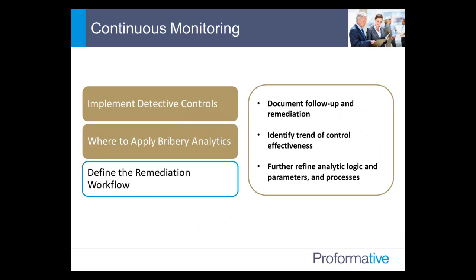And then finally, defining that remediation workflow. It's great that you can identify these red flags and exceptions, but if you don't have staff actively reviewing them and documenting the remediation of them, then you might as well not be doing it. So having a formal process to document the follow-up and remediation, to identify the trend of control effectiveness, and then further refining those analytic logic parameters and processes, because it's inefficient to consistently generate analytic results that create thousands of false positives, and then the business folks or your actual staff that are tasked with it start to ignore the results of that analytic.